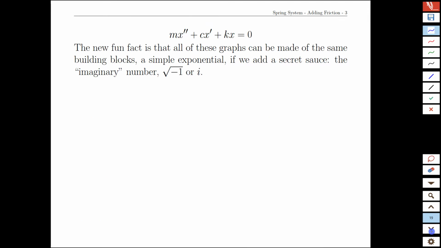Well, the answer is going to lie in a little diversion, and that's going to be introducing a secret sauce, which is the square root of -1, or the number frequently called i, the imaginary number i. We're going to be able to combine that with a simple exponential and see how that plays out as a way to solve this kind of equation, and it's going to turn out to be incredibly powerful for solving a whole bunch of equations of this type.